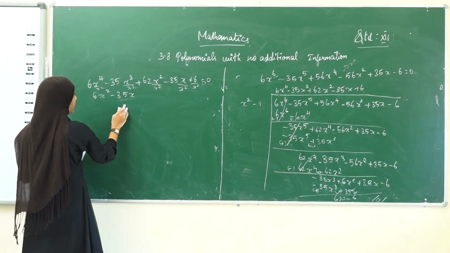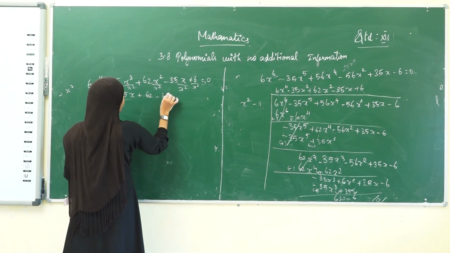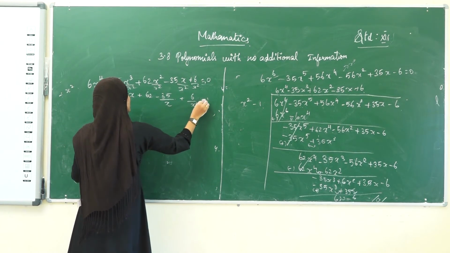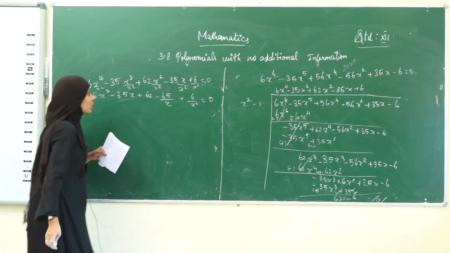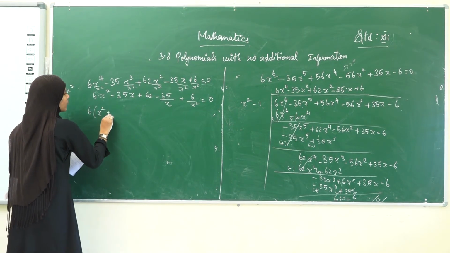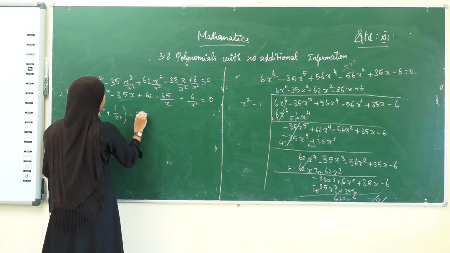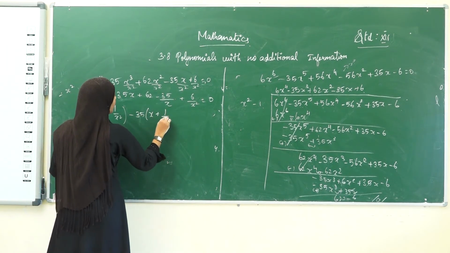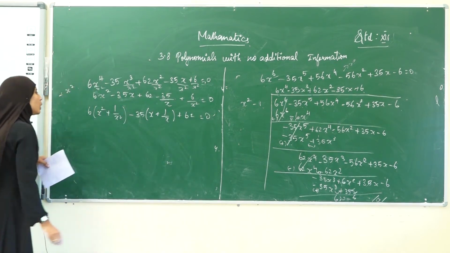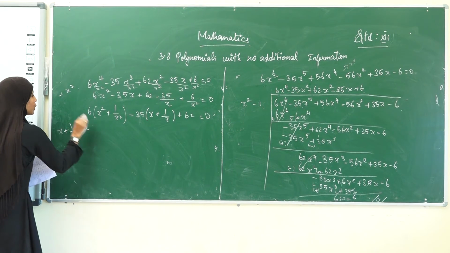Okay, the equation is 6x² minus 35x plus 62 minus 35/x plus 6/x² equal to 0. Now pair the x² terms, divided by x². This term and this term. Minus 35 gets outside: x plus 1/x, and plus 62 equal to 0. Let us take x plus 1/x equal to u.